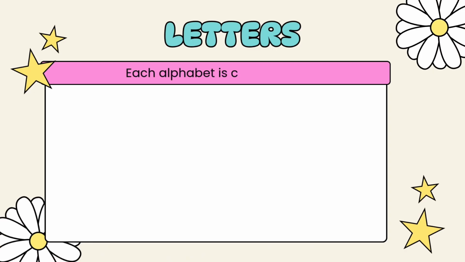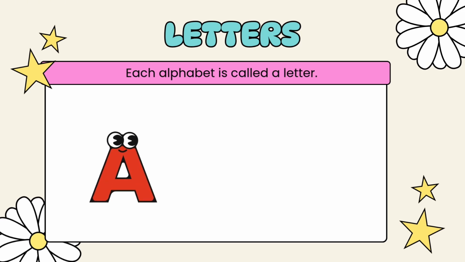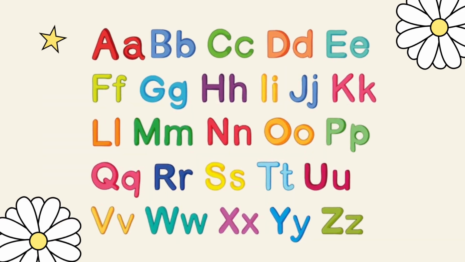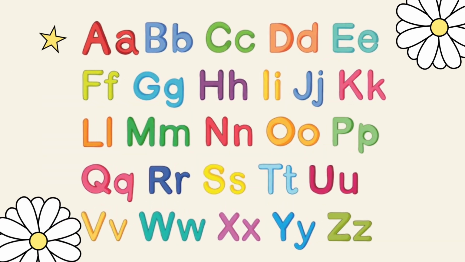Each alphabet is called a letter. Example: A is a letter. B is a letter. C is a letter. So, alphabets are all letters together.